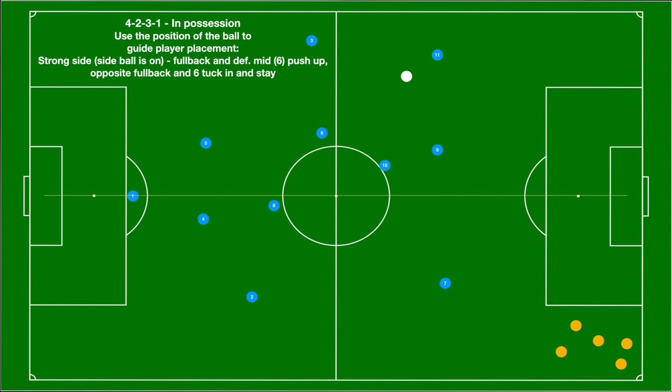You can see here again, we've swung back again, and you can see how the 6s pivot together, working together to keep balance in the middle of the field.